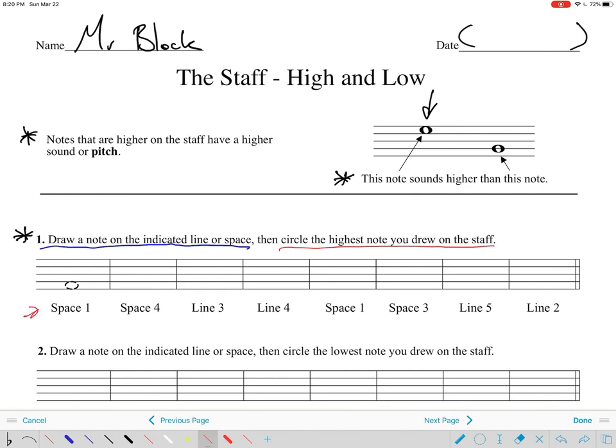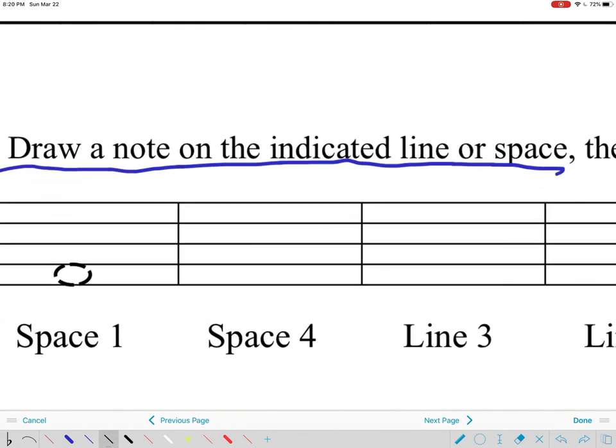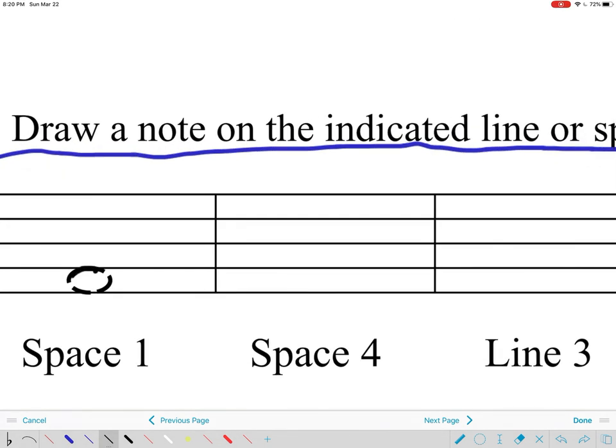So the first example asks you to draw a note on space 1. This one has been done for you. Now, you can either fill them in or leave them empty. If you fill them in, though, try to give them that diagonal tilt. If they are left open, they're actually a whole note, and you can leave that as a regular oval shape.